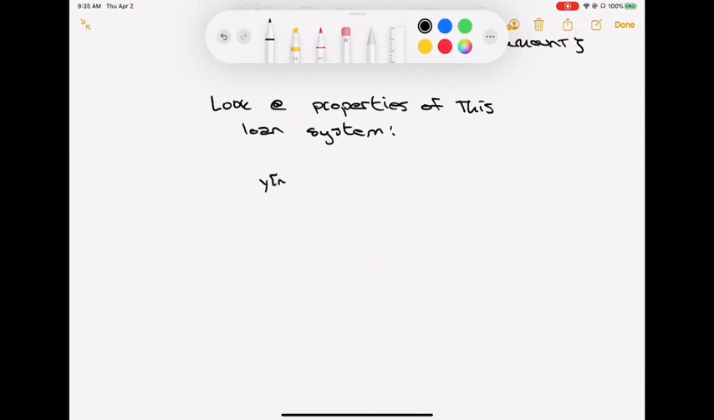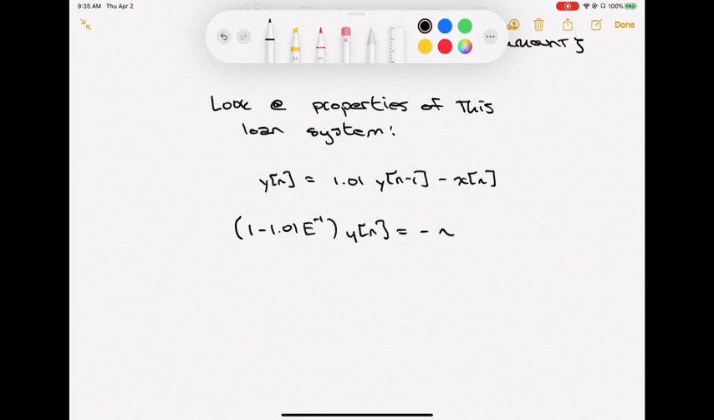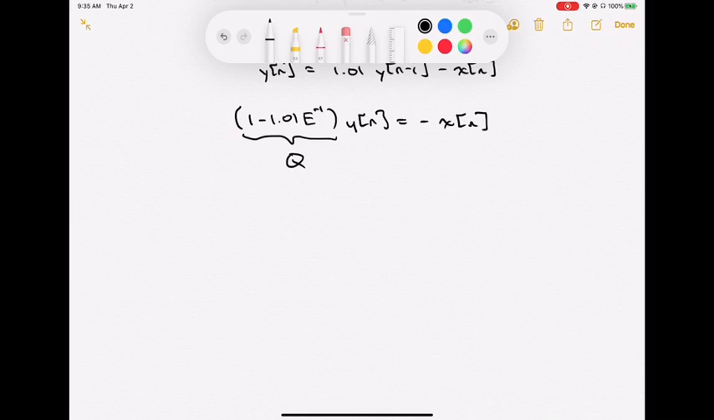So this was y of n equals 1.01 y of n minus 1, minus some x of n. If I drew that in a standard constant coefficient linear difference equation form, in delay form, I would have 1 minus 1.01 e to the minus 1, times y of n, being equal to minus x of n. This first factor out front we know is our characteristic polynomial.